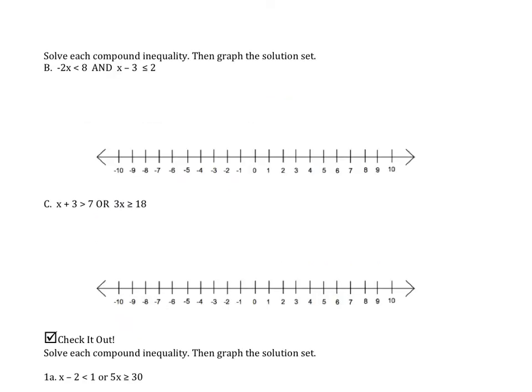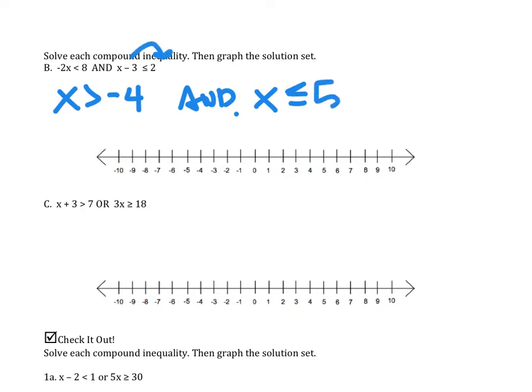Next one is an and, so we're looking for it to be a dumbbell. Remember, when you divide by a negative, the sign changes. So this would be x greater than -4 and x less than or equal to, add the 3, get 5. So it's closed circle at 5, open circle at -4, greater than -4, less than or equal to 5.